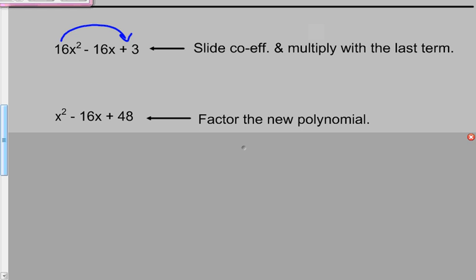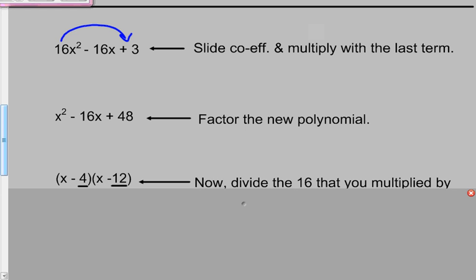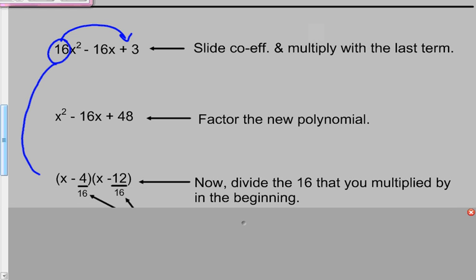Now that we have it like that, we can break it into two binomials. So there we go, 4 and 12. They'll both be negative since our middle term's negative and our last term's positive. 4 times 12 makes a positive 48, but you'll add and make a negative 16. Now that we've slid and multiplied, you have to divide by the same number you multiplied with. So the 16 will come over here and go below your 4 and your 12 to divide.